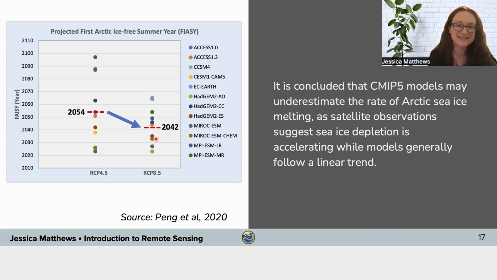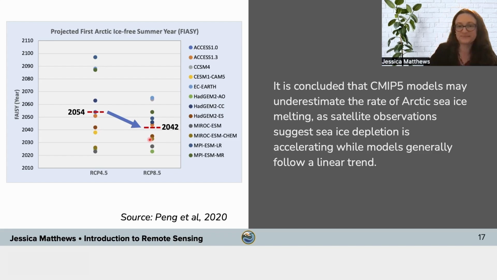we concluded that the CMIP models appear to be underestimating the rate of Arctic sea ice melting, because those satellite observations suggest that sea ice depletion is actually accelerating, while these climate models generally seem to be following a linear trend.